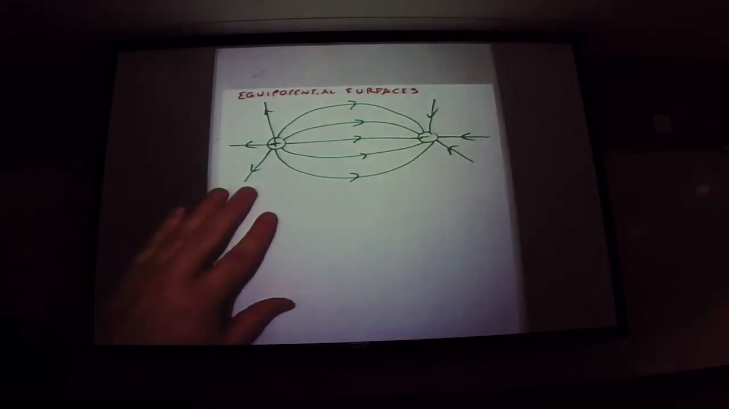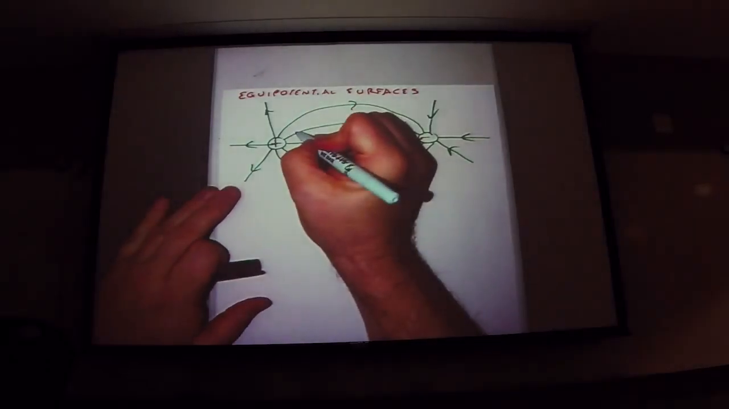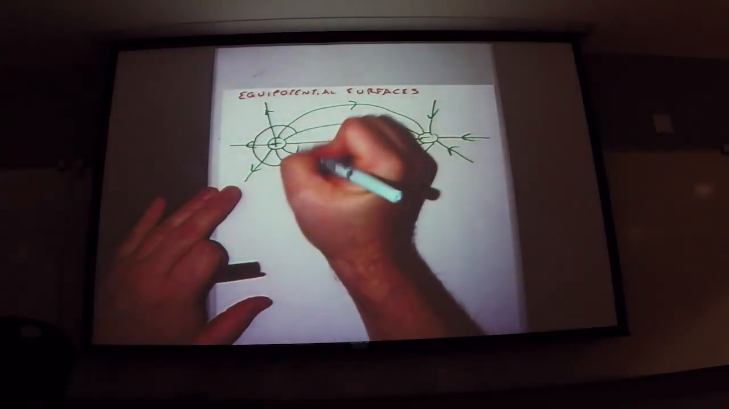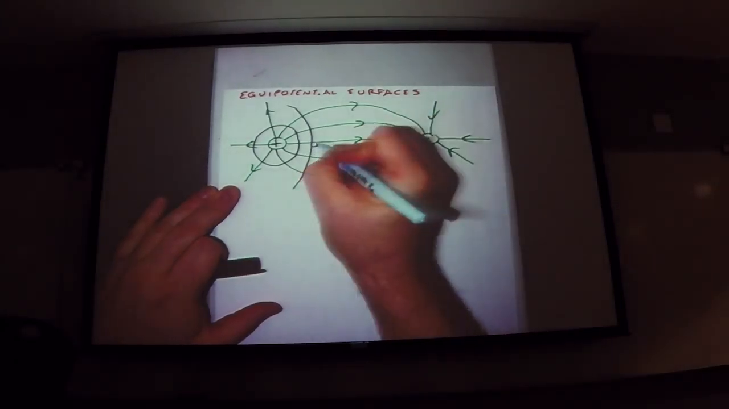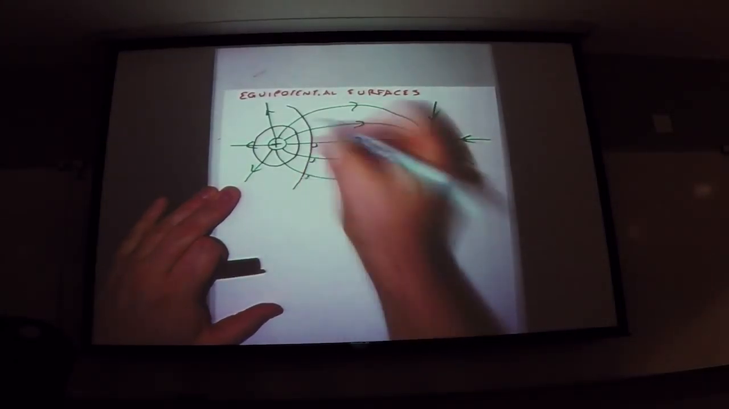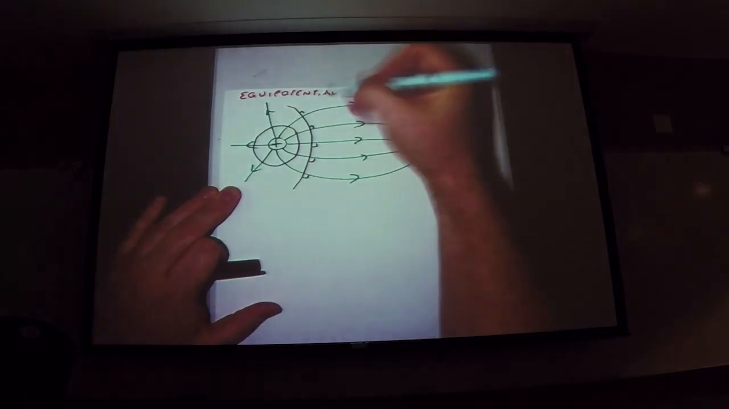So whenever I draw an equipotential surface, it's going to be drawn in such a way that at all these points, it's going to be perpendicular to the electric field, and vice versa.